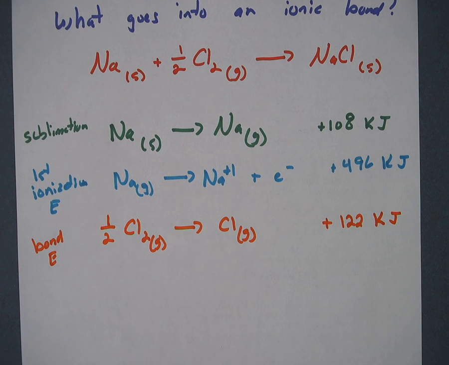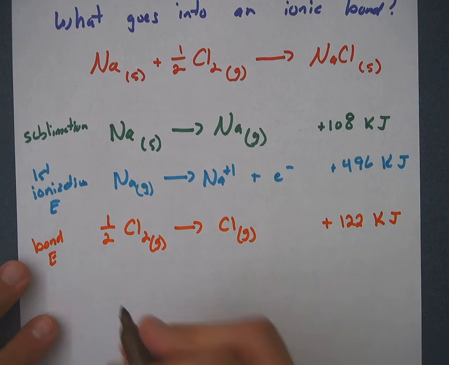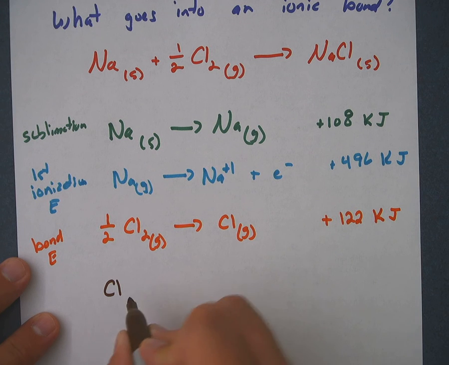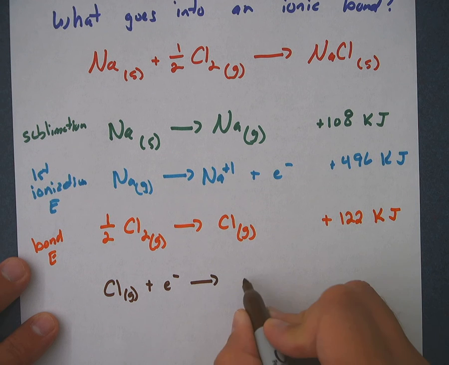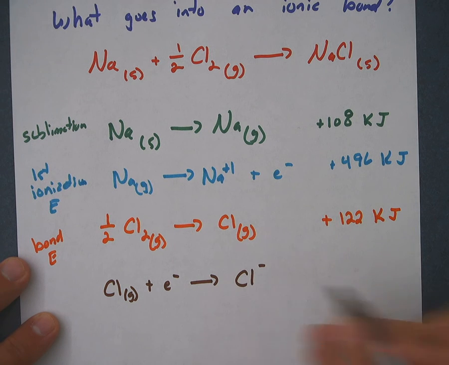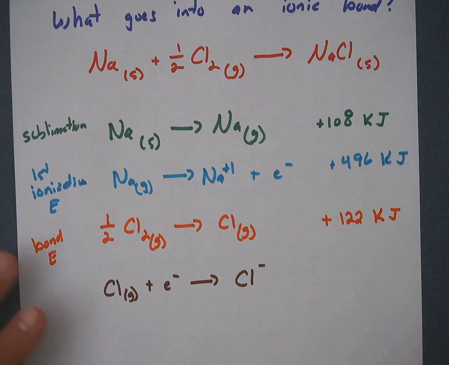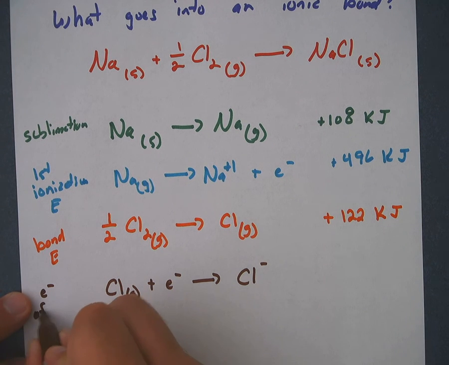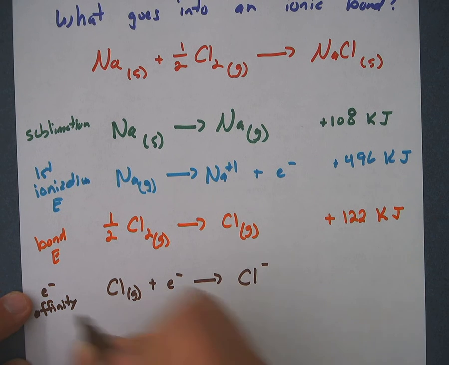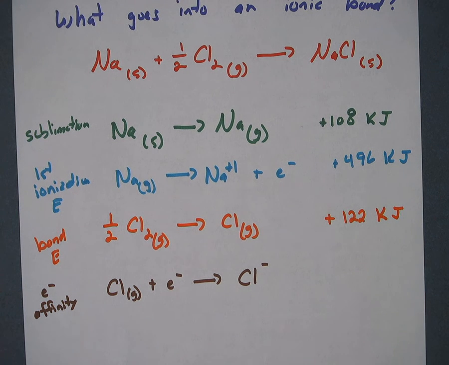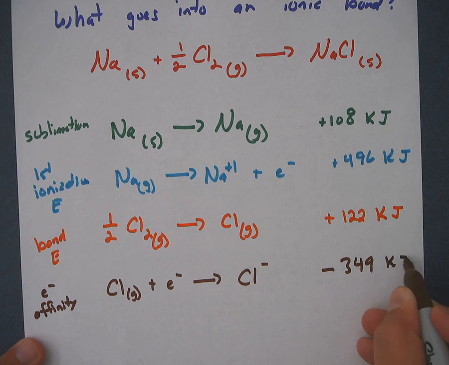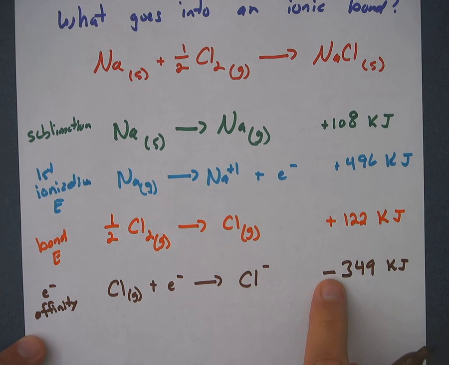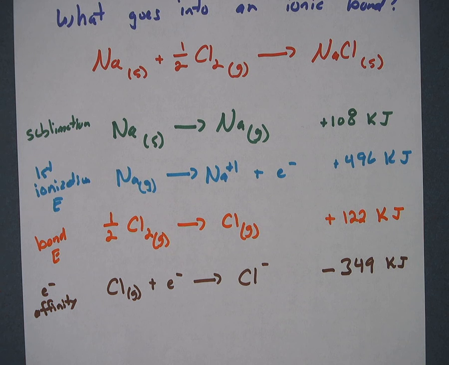Now, chlorine has to gain an electron to become an ion. So we take the chlorine gas atom and add an electron to turn it into a chloride ion. This is called electron affinity. How well does an atom attract other electrons to itself? It was in our notes, but we didn't spend as much time on that one as the other trends. This one is exothermic, so it's a negative value.